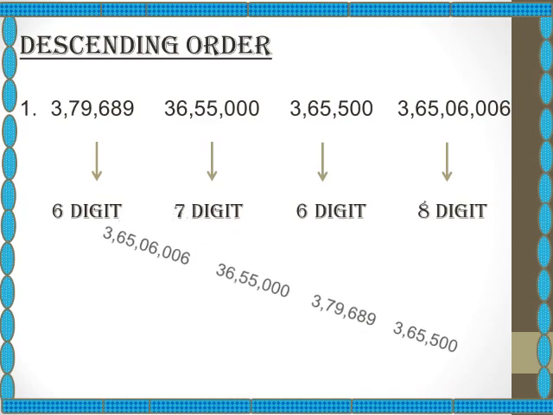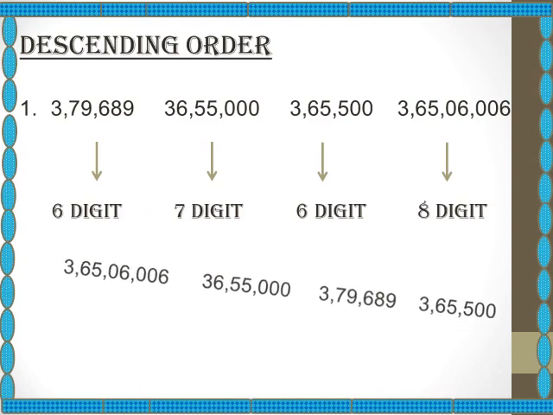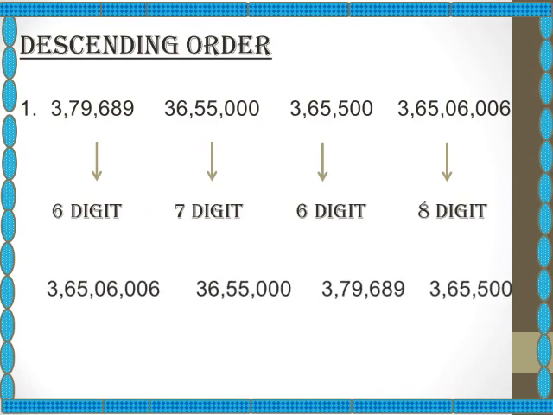First we write the 8 digit number, then the 7 digit number, then we have two 6 digit numbers. When you compare the two 6 digit numbers, you find that 3,79,689 is greater than 3,65,500. So the third number is 3,79,689 and the fourth number is 3,65,500. This is how you arrange the numbers in ascending order and descending order. I hope you understand this topic.